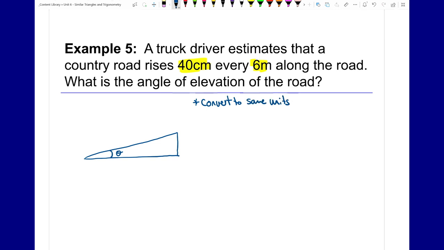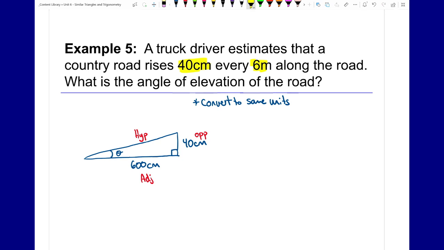Now, it's up to you what you want to convert to, all meters or all centimeters. I'm going to do all centimeters because I'd rather use whole numbers than the decimals I would get converting to meters. So the rise is 40 centimeters, that vertical, for every 6 meters along the road, or 600 centimeters for our horizontal. I'm trying to find this angle of elevation. So let's label our sides first. Our hypotenuse is across from 90 degrees. Our opposite is across from our angle, and our adjacent is between our angle and the 90 degrees.